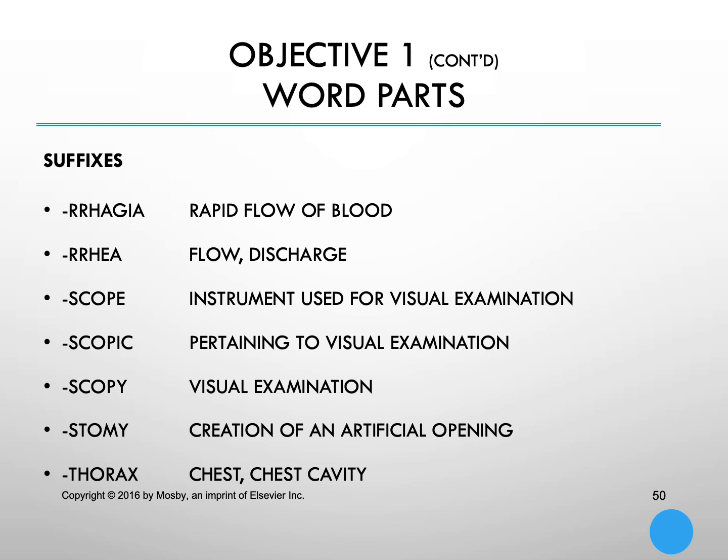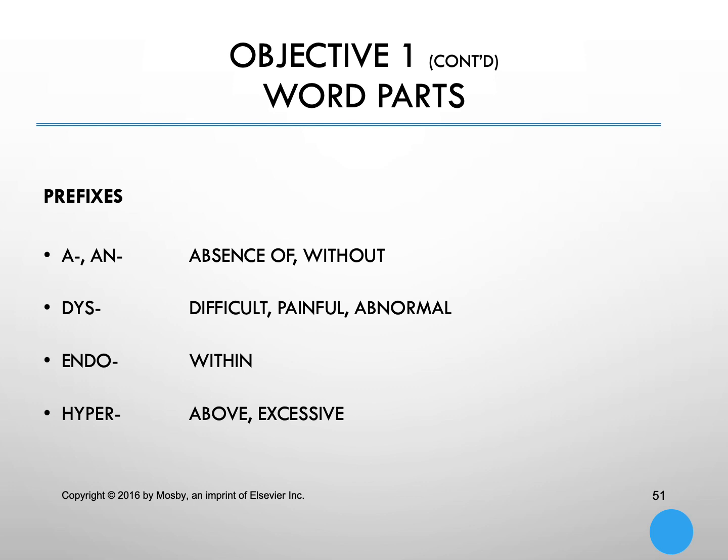Now let's look at some prefixes. All right, so let's talk about some prefixes that we might use with terms relating to the respiratory system. The first one, a or an, which means absence of or without. Another one is dys, which means difficult, painful, or abnormal. Endo, meaning within, and hyper, meaning above or excess. And then there's an additional one that is not on here, and that is poly. And poly means many or much.